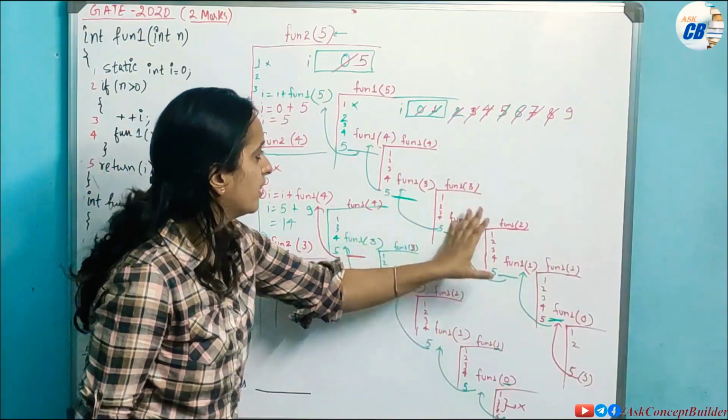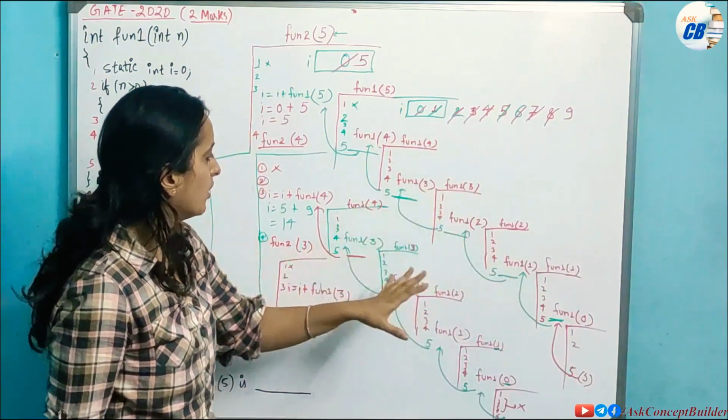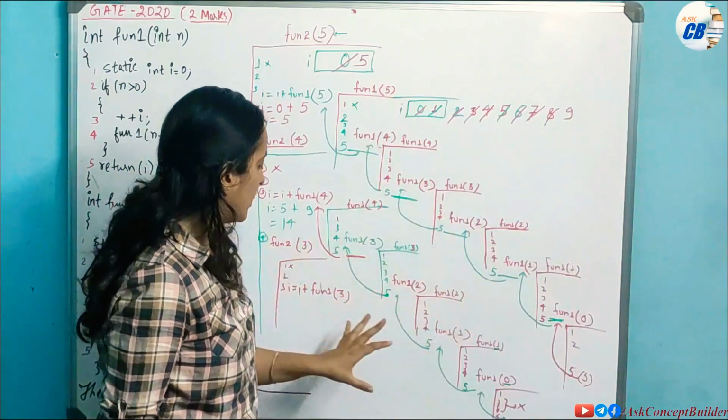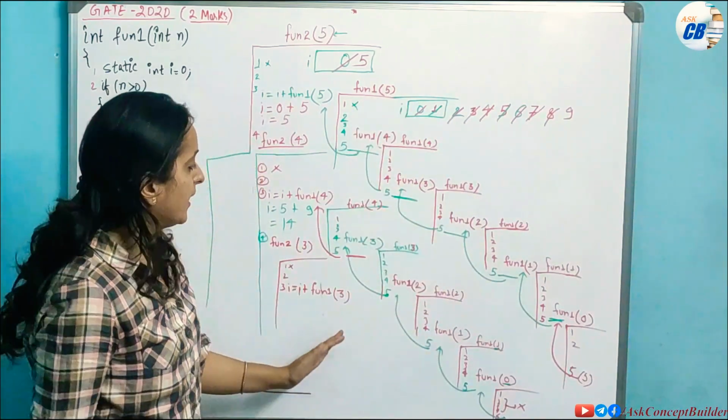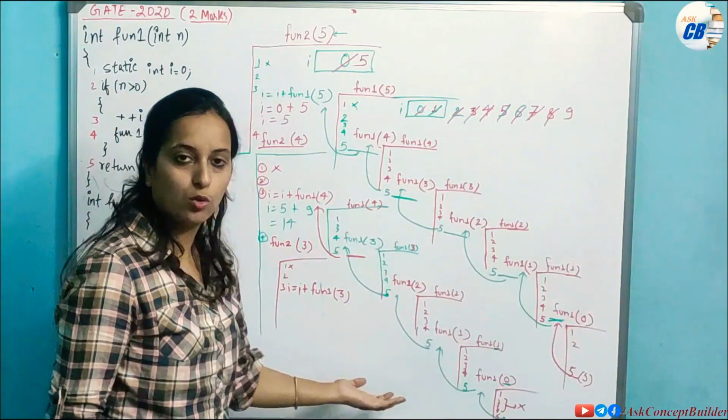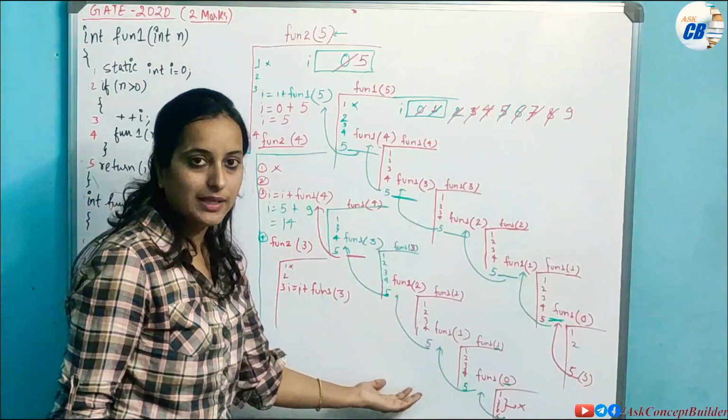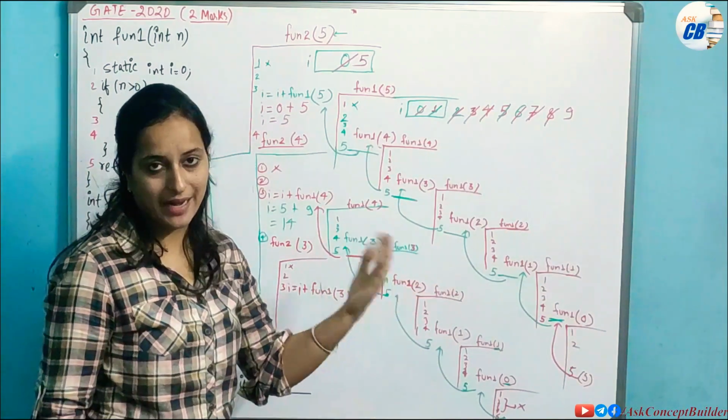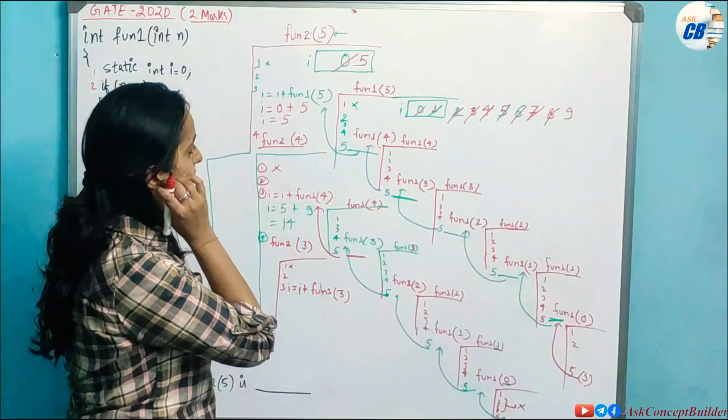Fun1 5, what you have done, fun1 4, what you have done. Now again you have to do it for fun1 3. So in this way, you can do that also, but that will be a little bit lengthy process. So you can find a certain pattern here. Okay, so see what pattern we can see here.